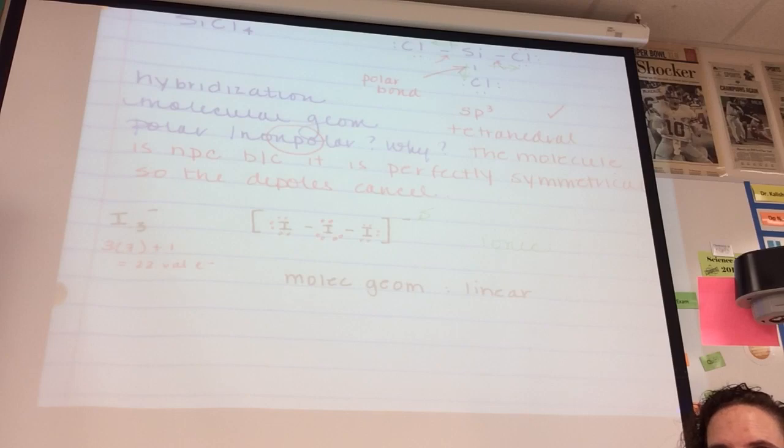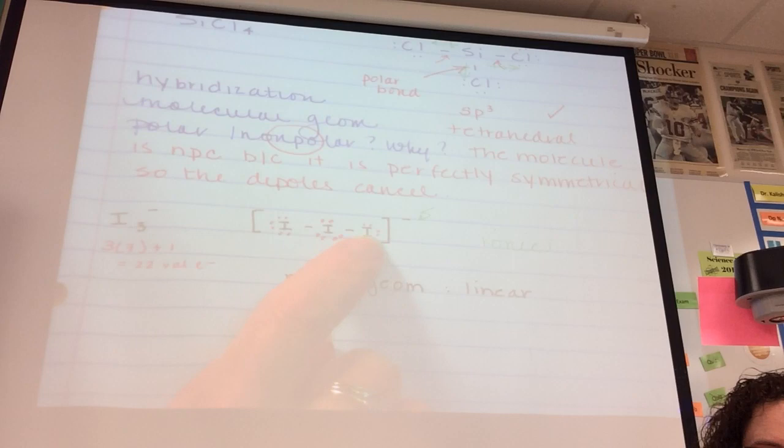Why is it linear, not bent? These atoms are all in the same plane. These lone pairs make a triangle, and they have equal but opposite poles. And as a result, the molecule's not bent. Bent would be if you had 2 atoms attached and 2 lone pairs, or 2 atoms attached and 1 lone pair. But this is 5 electron groups, not 3 or 4.